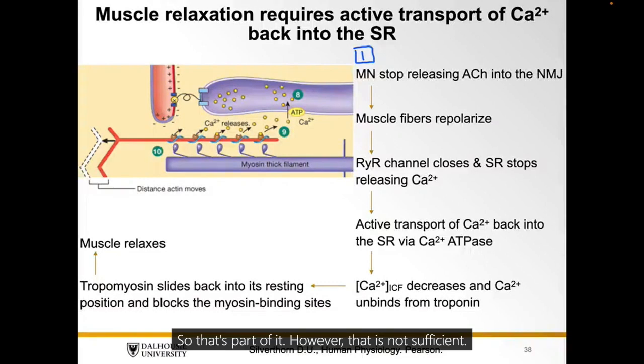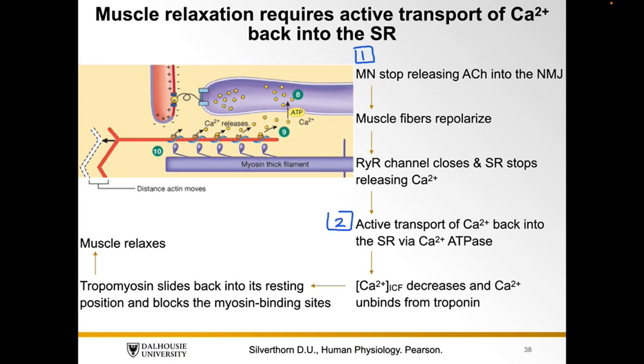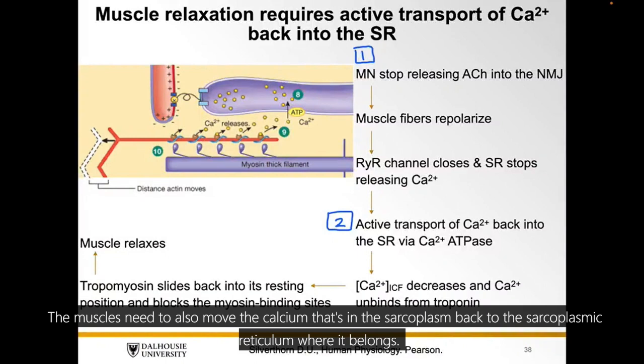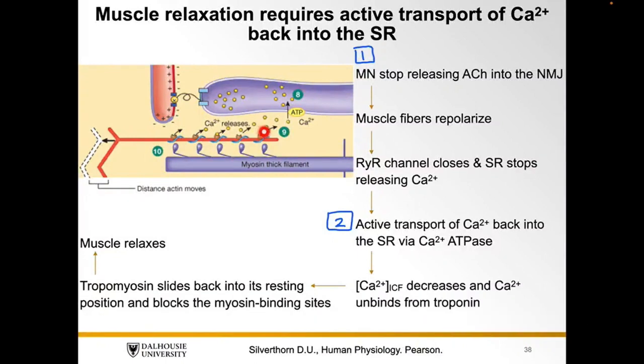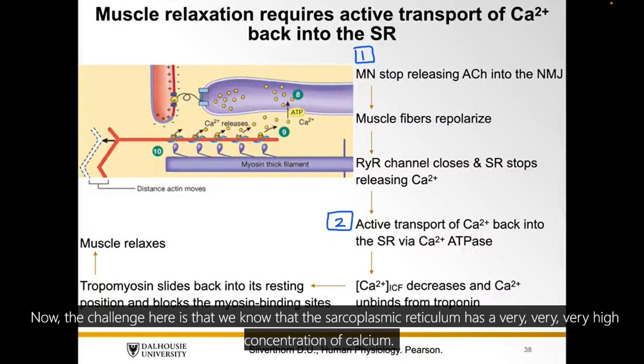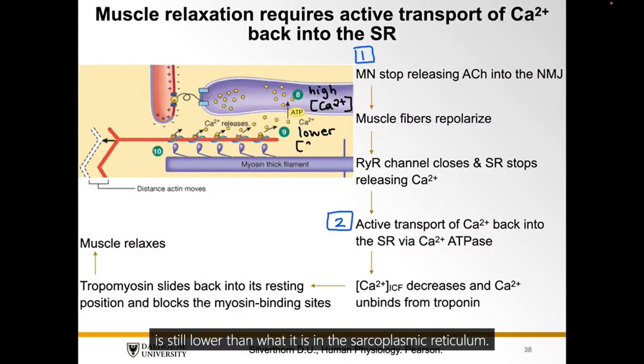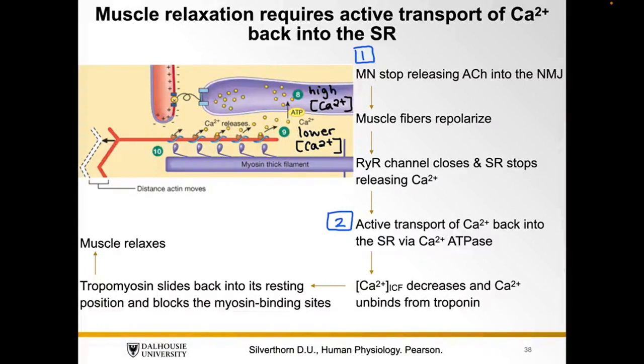So that's part of it. However, that is not sufficient. And that's where our second step comes from. The muscles need to also move the calcium that's in the sarcoplasm back to the sarcoplasmic reticulum where it belongs. Now, the challenge here is that we know that the sarcoplasmic reticulum has a very, very, very high concentration of calcium. The concentration of calcium in the sarcoplasm is still lower than what it is in the sarcoplasmic reticulum.